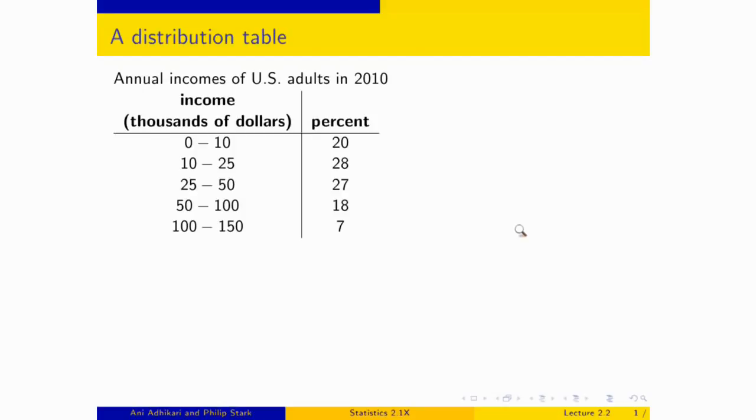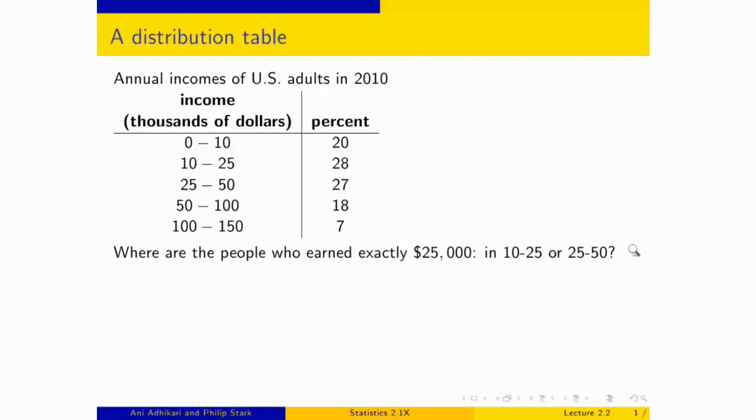Before we move to that, I want to examine the table a little bit more closely, because I know that there is something that is bothering some of you, and that is this person at the edge. The people who make exactly $25,000 or the people who make exactly $50,000. Where are they in the table? If you look at people who earned $25,000, then they are either in the 10 to 25 bar or in the 25 to 50 bar. Which one do you think they're in? Want to have a go?